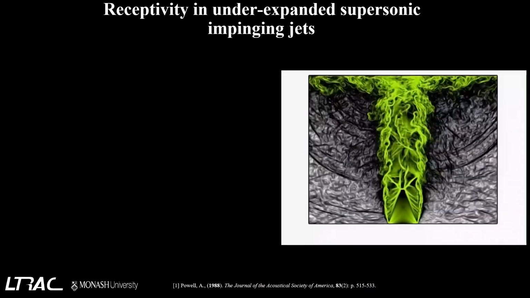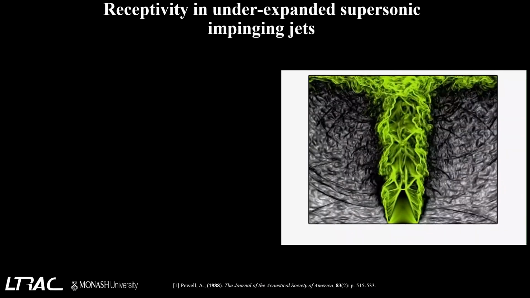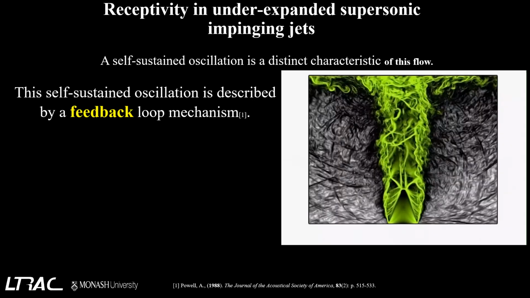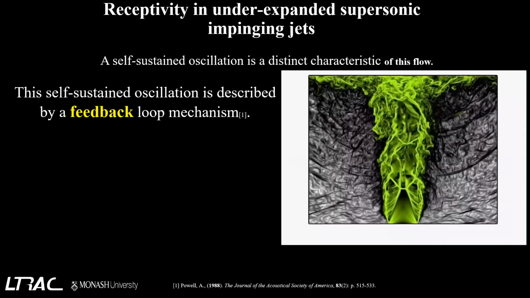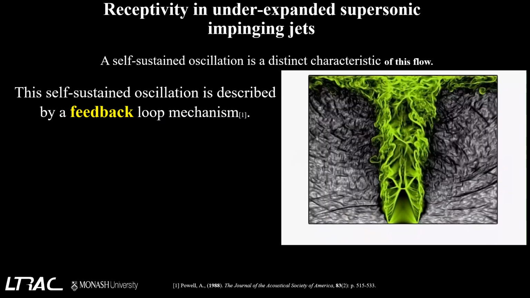This talk focuses on receptivity at the nozzle lip of an underexpanded supersonic impinging jet. Underexpanded supersonic impinging jets are classified as oscillatory flows. The self-sustained oscillations in this flow configuration are generally described by a feedback loop.